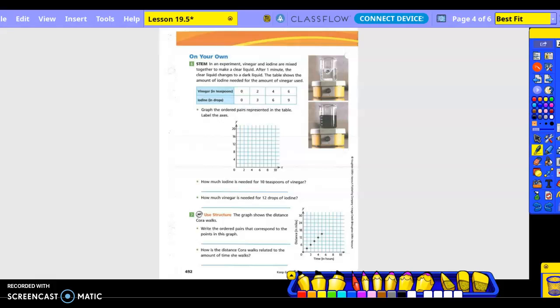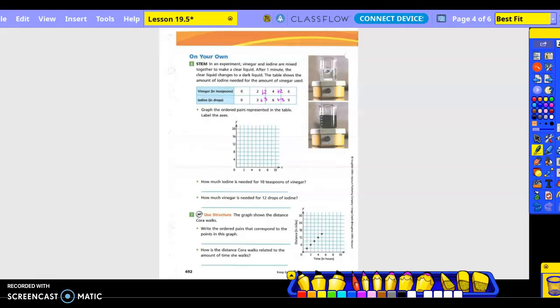In an experiment, vinegar and iodine are mixed together to make a clear liquid. After 1 minute, the clear liquid changes to a dark liquid. The table shows the amount of iodine needed for the amount of vinegar used. So they said 0, 0, 2, 3, 4, 6, 6, 9. So what is happening? So right here, they're doing what? Oh, sorry, not 2 or 3. You add 2, right? Okay, so we found out that on the top they're adding 2, right? Okay, to get to the next one, and on the bottom they're adding 3 to get to the next one. But they want us to do the ordered pairs on the graph, and then also label our axes.